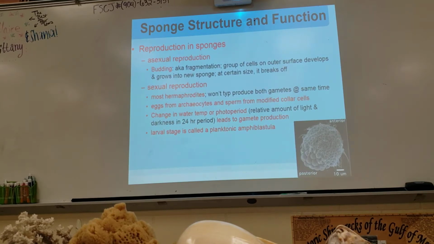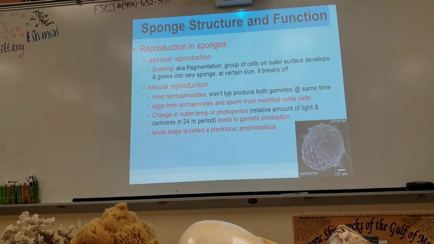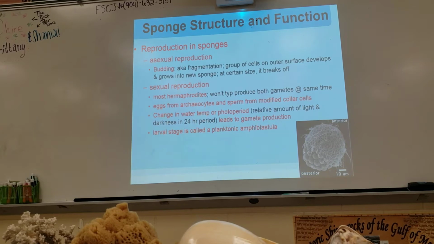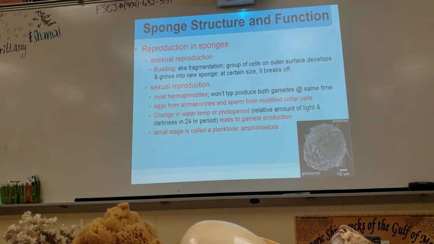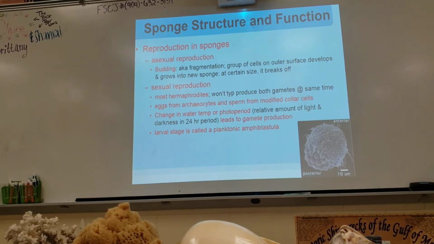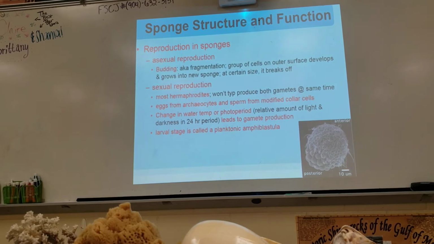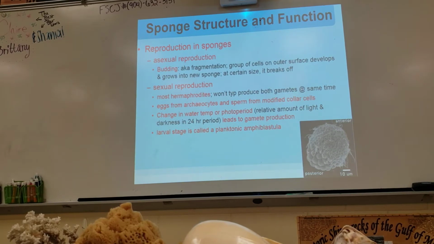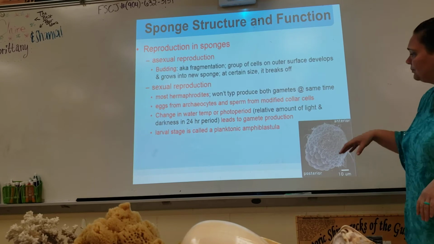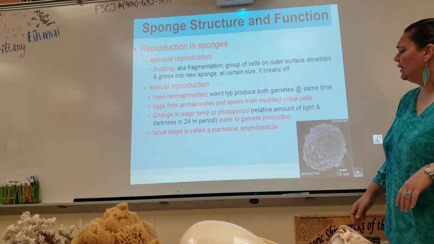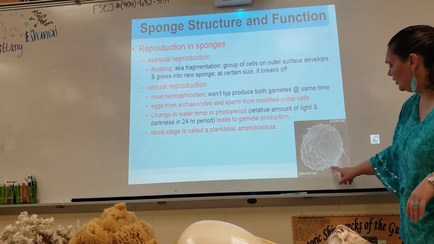Depending on the water temperature or photoperiod, so basically the amount of light and darkness in the 24-hour period, gamete production is triggered. When it's just the right temperature or the right time of the year, they'll go ahead and release the gametes. Their larval stage is a planktonic amphiblastula. That's what it looks like.